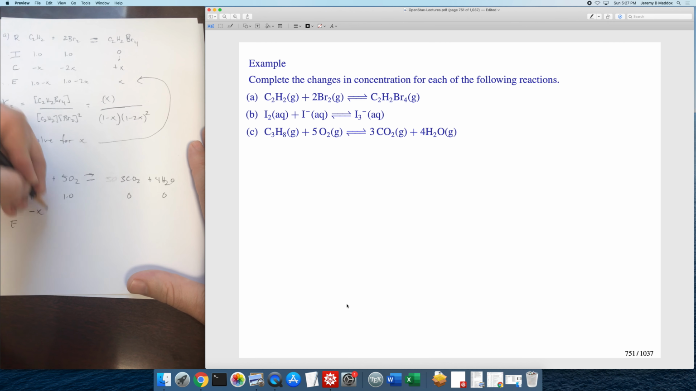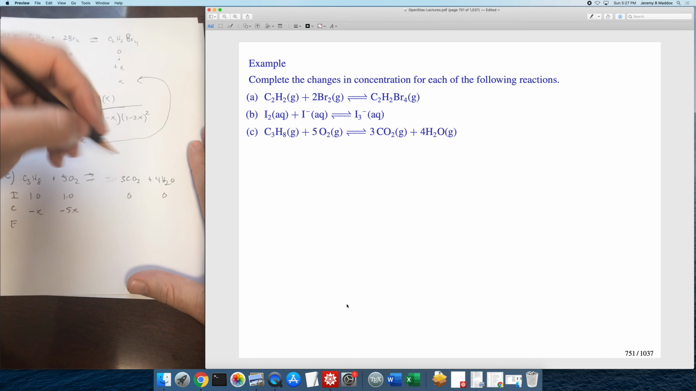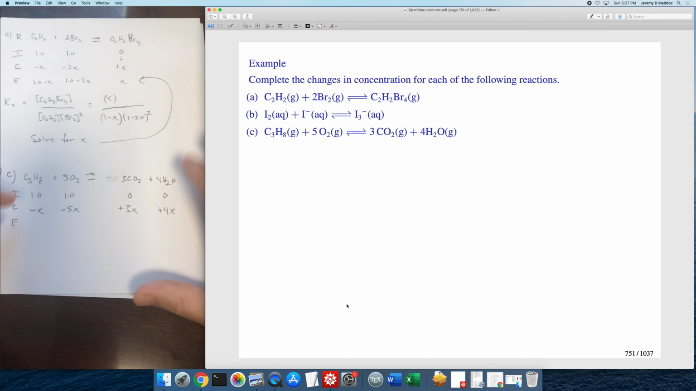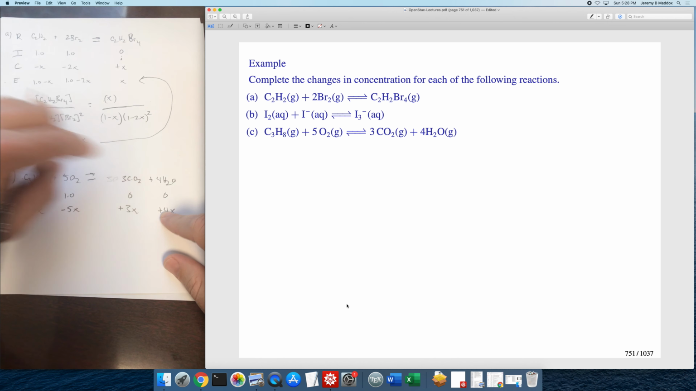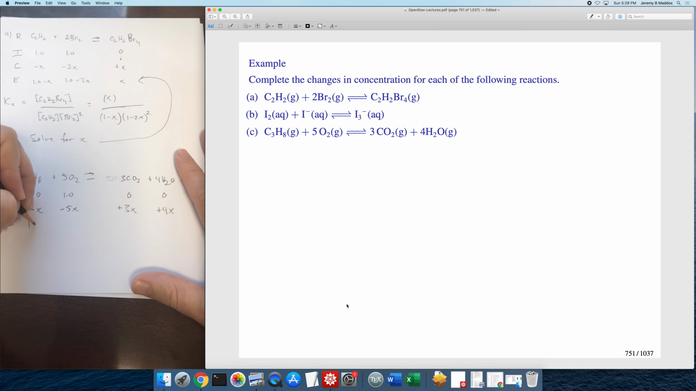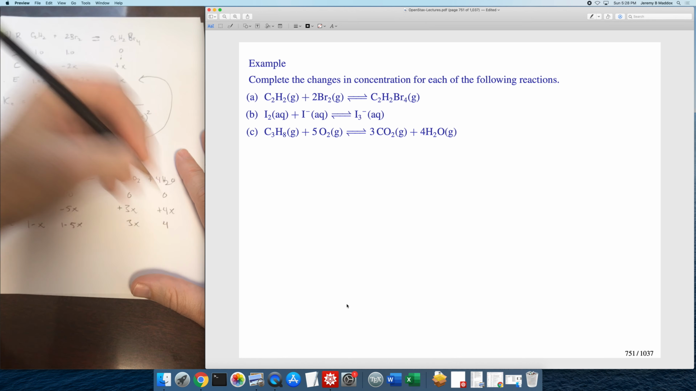This will be minus x. This will be minus 5x. I'm just following the stoichiometry. Plus 3x, plus 4x. As long as you're consistent with the stoichiometry, that's all that's important. You can really set this up any way you want, but you just need to make sure that everything follows the proportions laid out in the balanced chemical reaction. Add the initial line and the change line together: 1 minus x, 1 minus 5x, 3x, and 4x.